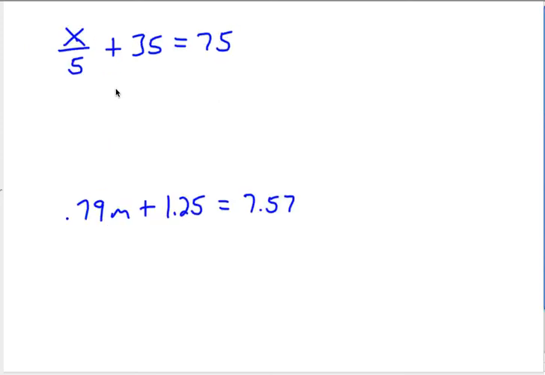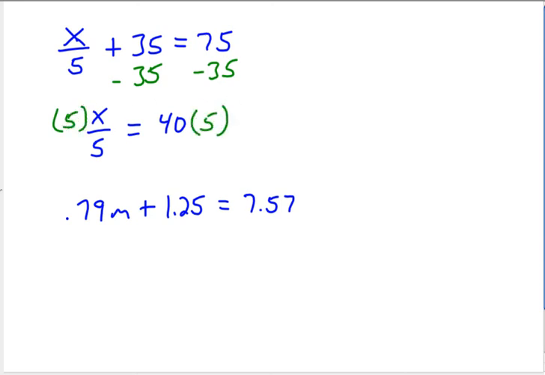Let's try 2 more. So in this case, we have an x being divided by 5. It's also being added to 35. Again, I'm going to want to deal with that addition first. And we're going to use subtraction. So we're going to end up with x over 5 equals, looks like 40. Okay, now the inverse of dividing by 5 would be multiplying by 5. And so we'll end up with x equaling 4 times 5 is 20, so this will be 200.